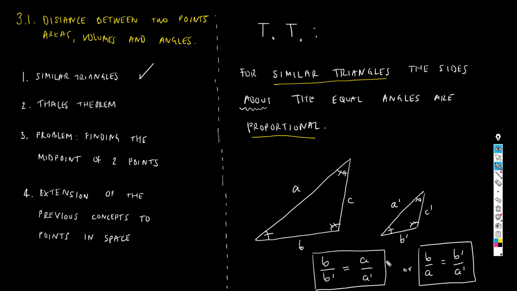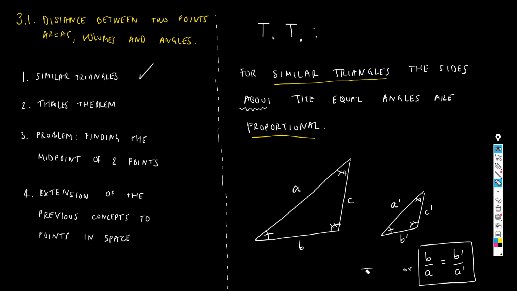And that's it, guys. That's all the Thales theorem is saying. Basically, they're telling us that the sides about the equal angles are proportional. And that proportionality is established through equations like this. You have to consider the same angle, just like I did. Let me consider, for example, the angle number 2, so that you can see what I mean.